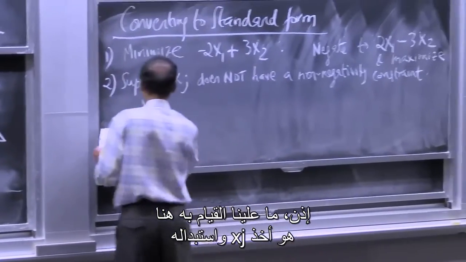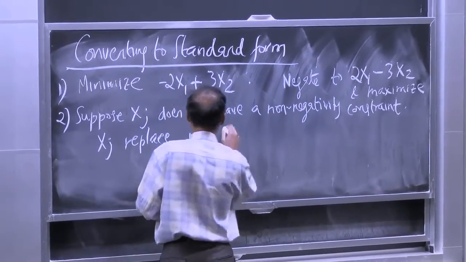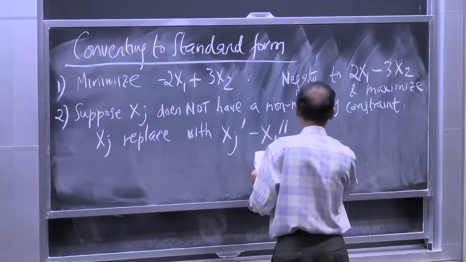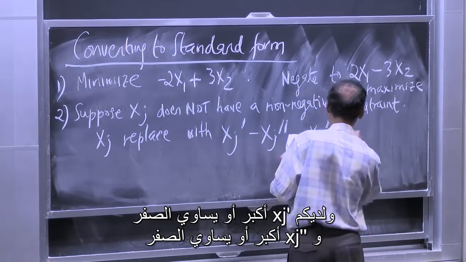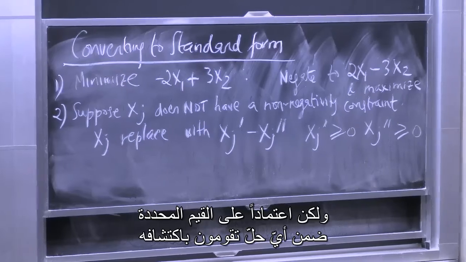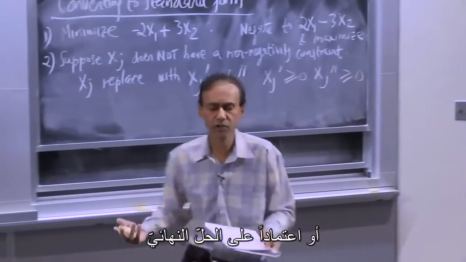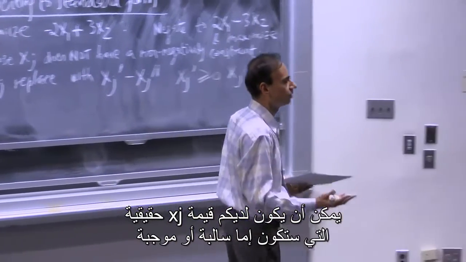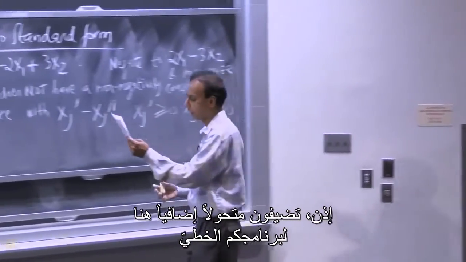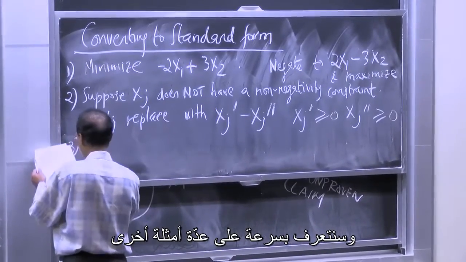So what you do here is take xj and replace it with, let's say, xj prime minus xj double prime, and you have xj prime greater than or equal to 0, xj double prime greater than or equal to 0, but depending on the particular values in whatever solution you're exploring or the final solution, you may have an actual xj value that's negative or positive. All right, so you've added an extra variable here to your linear program. And a couple more real quick.